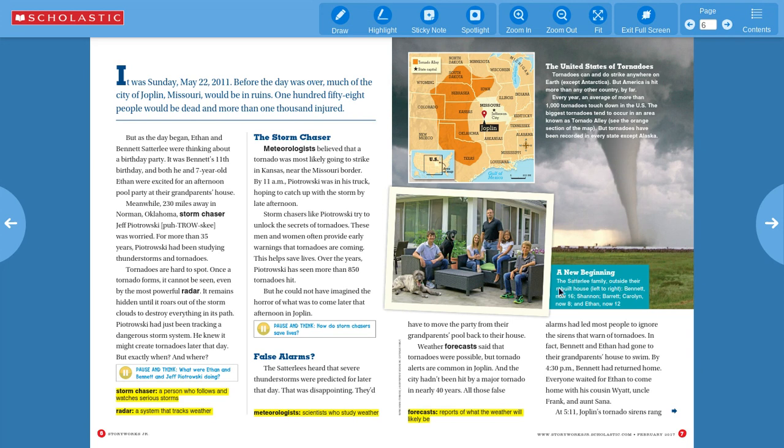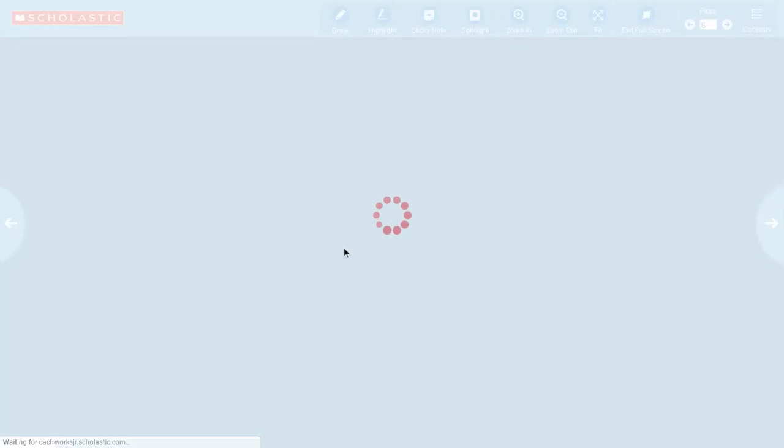A new beginning. The Starley family outside their rebuilt home. So this is Bennett. Now he's 16 years old. This is Shannon, Barrett, Caroline, and Ethan. Ethan's 12 now. Okay, so at 5:11, the tornado sirens rang.